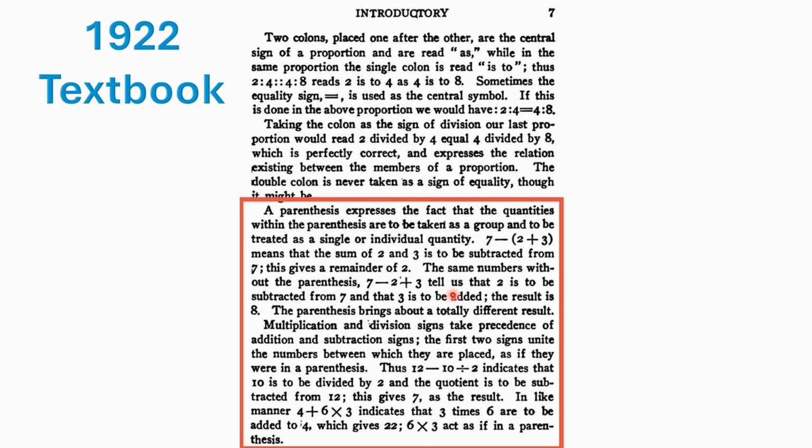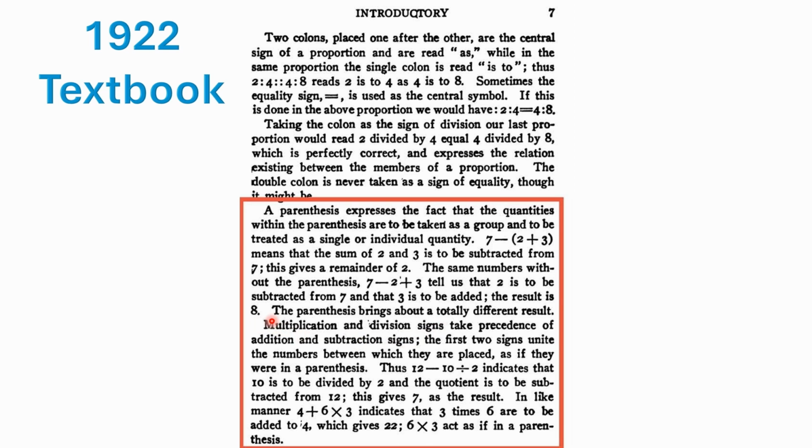All right? Now, the same numbers without the parentheses, if this had been written 7 minus 2 plus 3, tells us that the 2 is to be subtracted from 7, and that 3 is to be added. The result is 8. You get different answers because parentheses change the order of operations. When you have parentheses around a lower order operation, it changes the order of operations. But you have to keep in mind things like multiplication and division already have precedence.